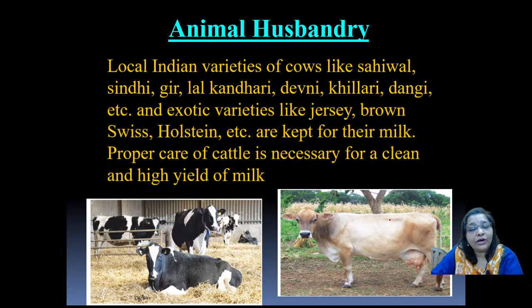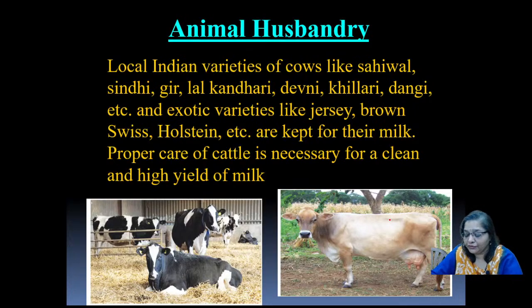So, local Indian varieties of cows like Sahiwal, Sindhi, Gir, Lal Kandhari, Deoni, Khillari, Dangi, etc. are the various varieties of Indian cows, and exotic varieties like Jersey, Brown Swiss, Holstein, etc. are kept for their milk. Proper care of cattle is necessary for a clean and high yield of milk from them.